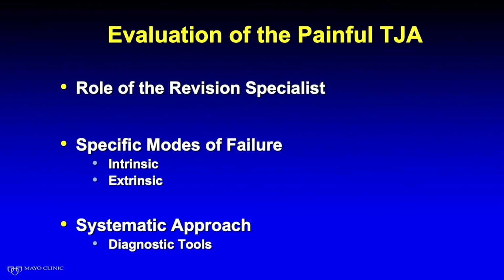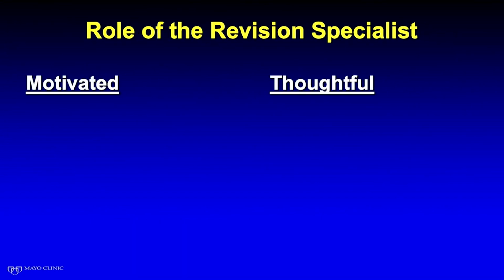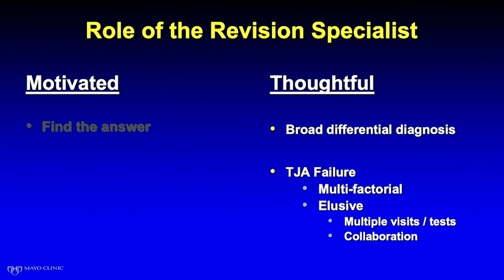All of you have a good sense of how to do this, but hopefully there will be a couple of points that might be useful to you as you go back into your own practices. So it seems like the revision specialist needs to be both motivated and thoughtful. You need to be motivated to find the answer because it's pretty easy to stop short of figuring things out when it's not crystal clear. And to be thoughtful, it really requires going into these cases with a broad differential diagnosis, understanding those specific mechanisms of total joint failure, which can be multifactorial sometimes. At times, these diagnoses can be elusive. It can require multiple visits and tests, and sometimes collaboration with other medical specialists.